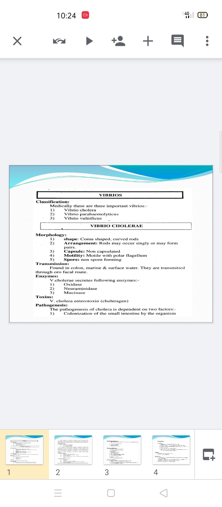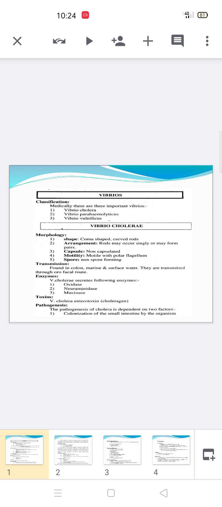Now it is said that Vibrio cholerae requires nearly 1 billion microorganisms to be ingested by the patient to produce pathogenesis, and it colonizes the small intestine. So the pathogenesis starts here.